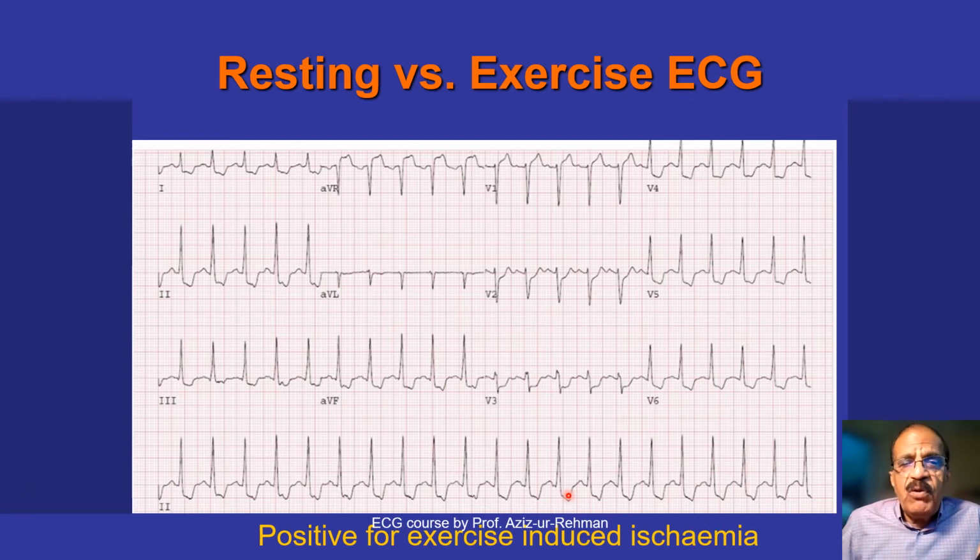Now, if you are doing exercise tolerance test and patient develops these changes, but does not develop chest pain, what do you think you should do? I think you should ask the patient to stop the exercise because we have already got diagnostic ECG changes. Further testing, further exercise may prove harmful. Okay, so this is a classical example of a test which is positive for exercise-induced ischemia.